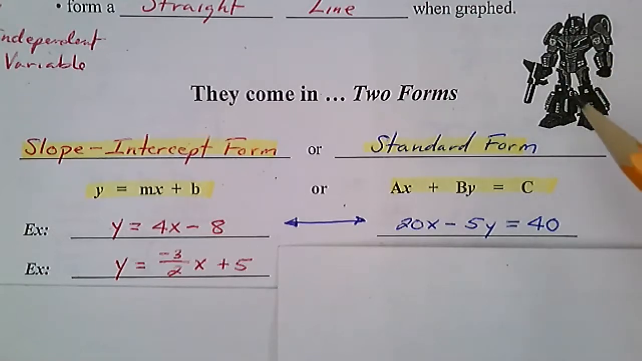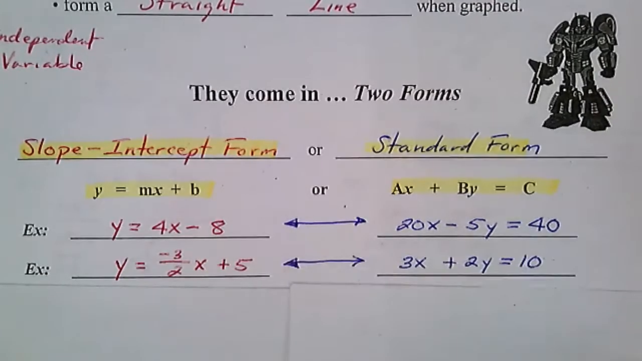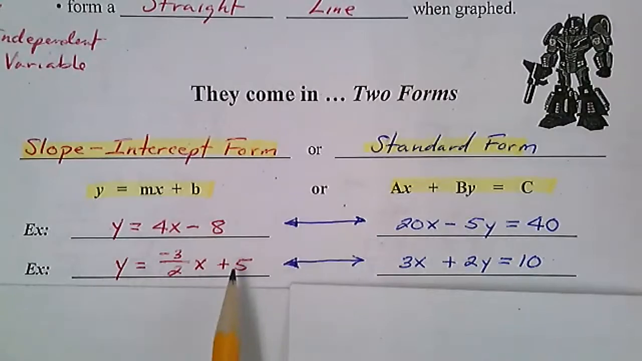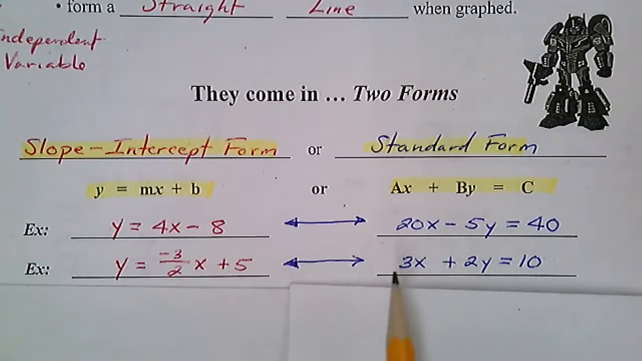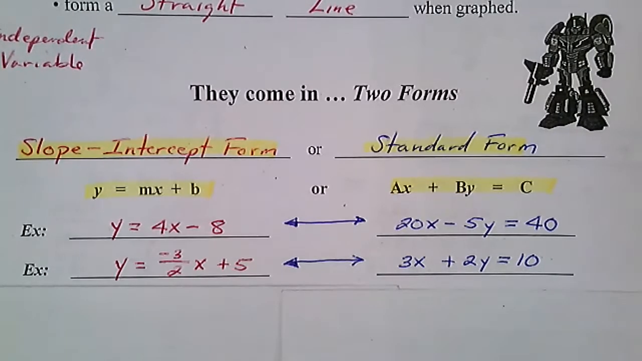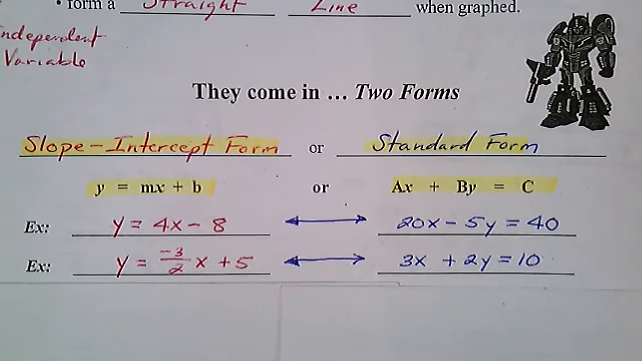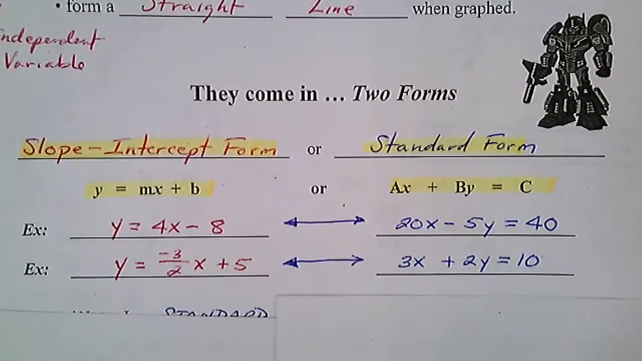It's still Optimus Prime, right? He didn't go away. It's still the same robot, okay? Just in a different format. So this is just in a disguise. How about this one here? This one right here is this one in disguise, right? Robots in disguise, right? So it's in disguise, but it's really the same linear equation. It's the same linear equation.